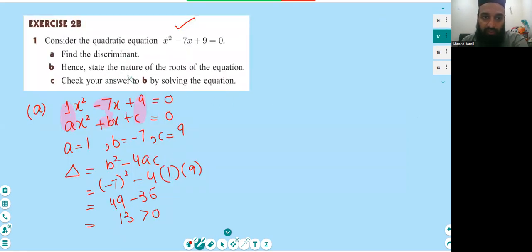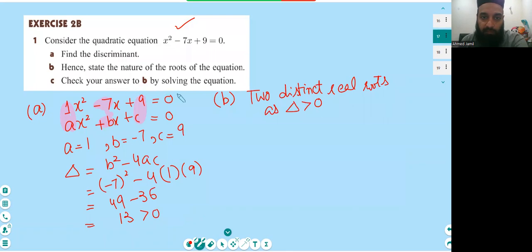So we now state the nature of the roots of the equation. We can say that there are two distinct real roots, as the discriminant is greater than 0, right?